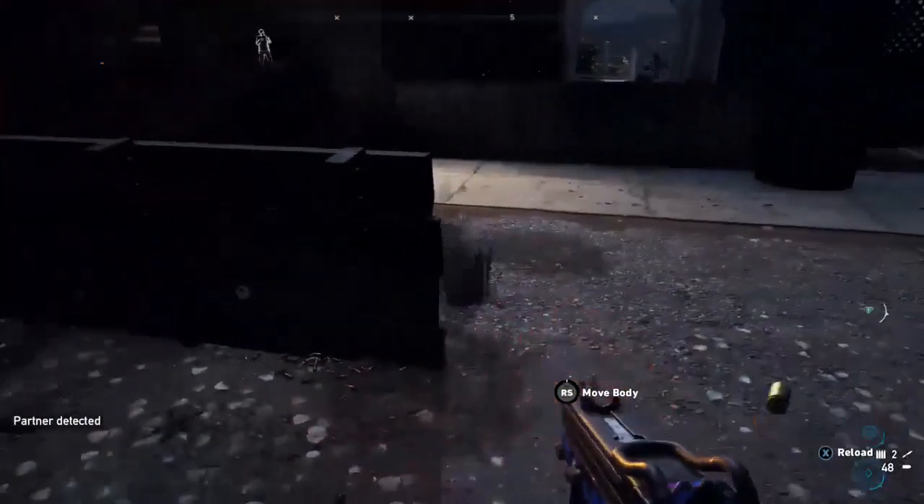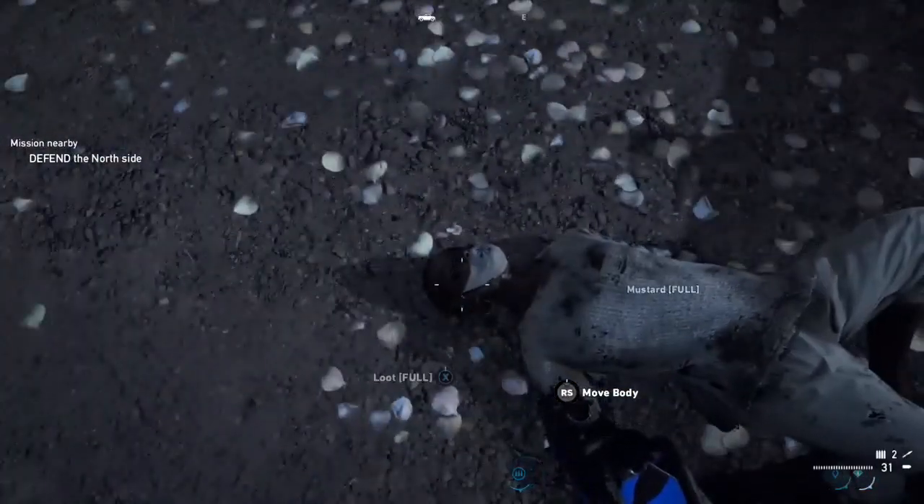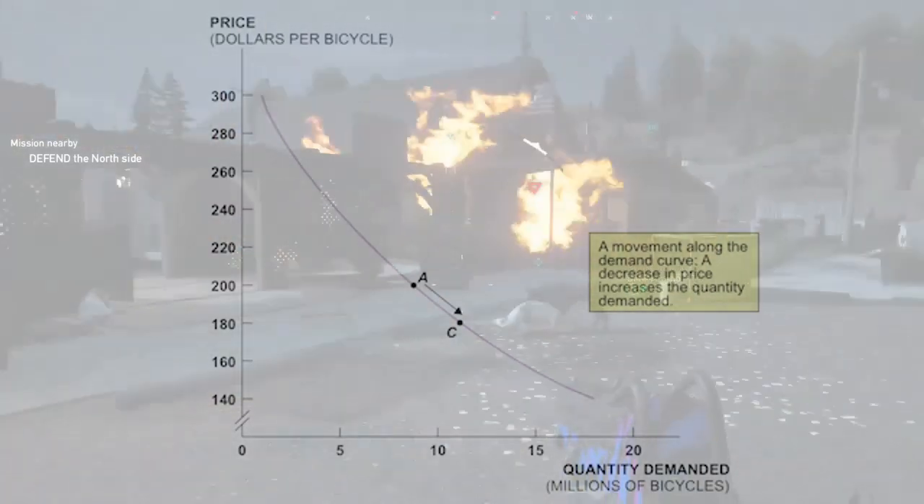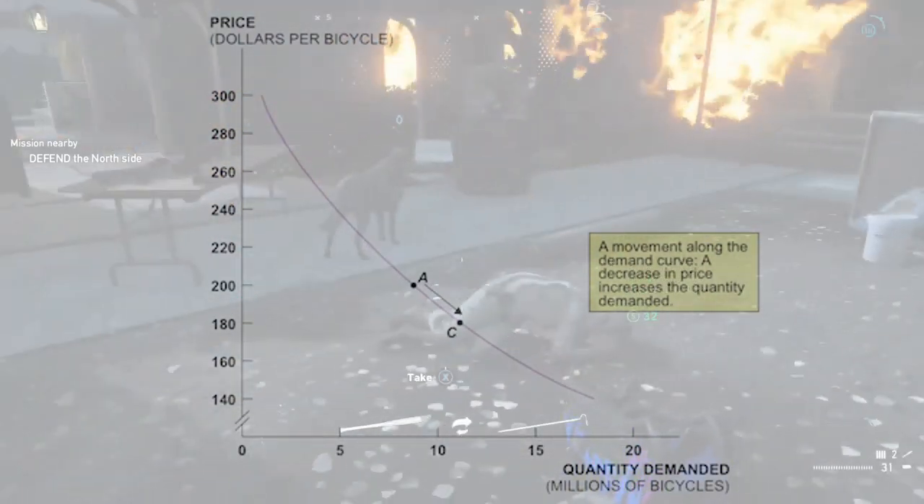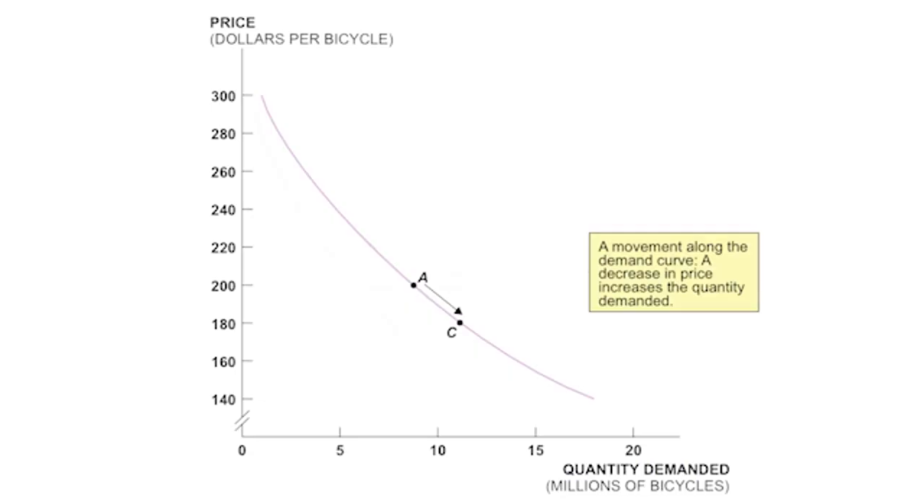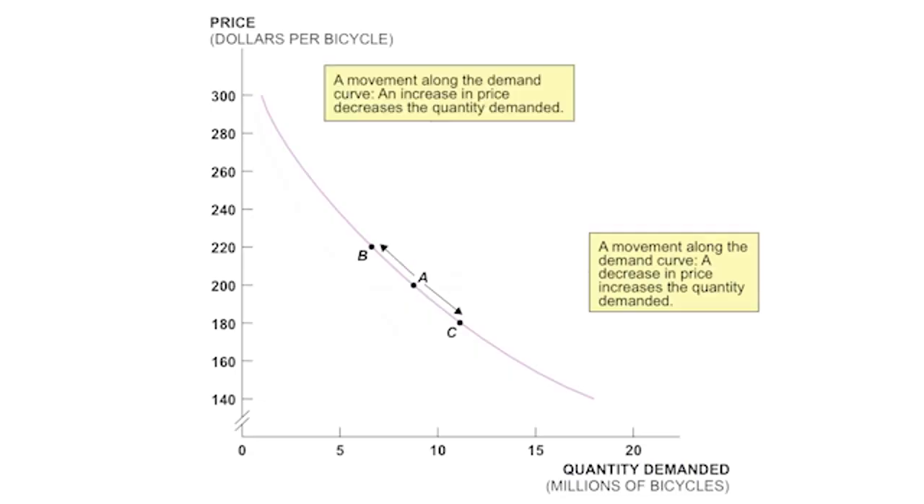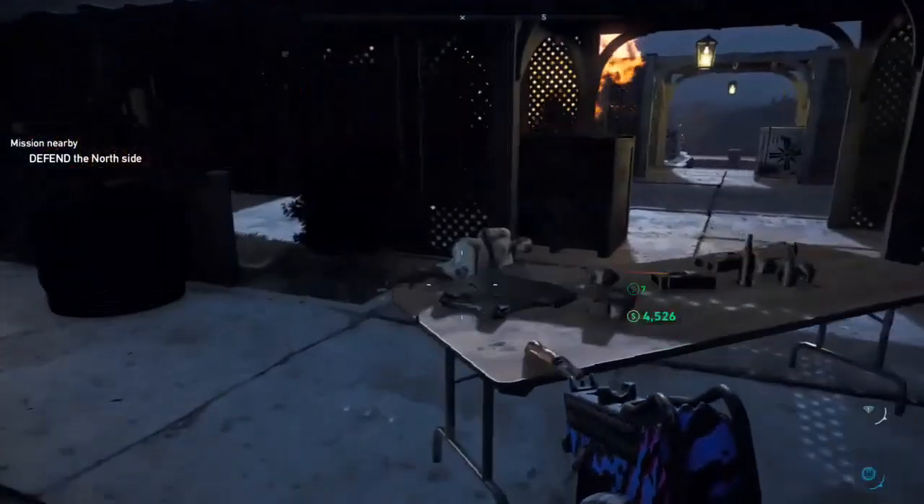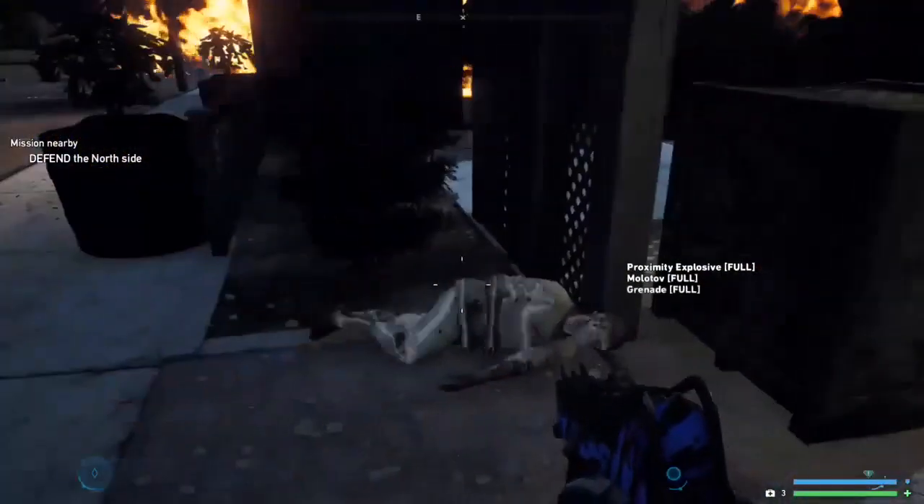And then the movements along the curve occur when the price goes up and the price goes down. So at point C, the price is lower than at point A, and the quantity demanded is higher. And so that's a movement along the curve. And if you go in the other direction, the price goes up and the quantity demanded goes down. Those are movements along the curve. But we also have reasons for the curve to shift because other things affect bicycle demand than the price.